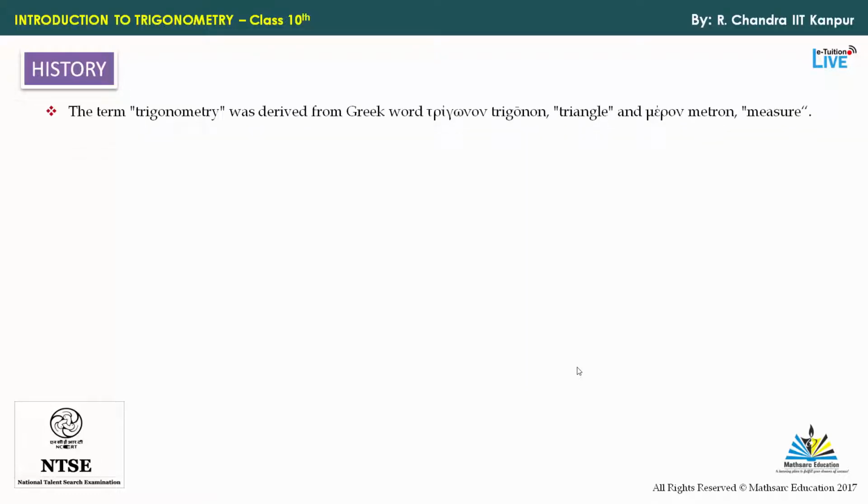The term trigonometry was derived from the Greek words trigonon, that is triangle, and metron, that is measure. इनिशियल में जो ट्रिग्नोमेट्री स्टार्ट हुआ वो ट्रायंगुलर मेजरमेंट के लिए स्टार्ट किया गया.